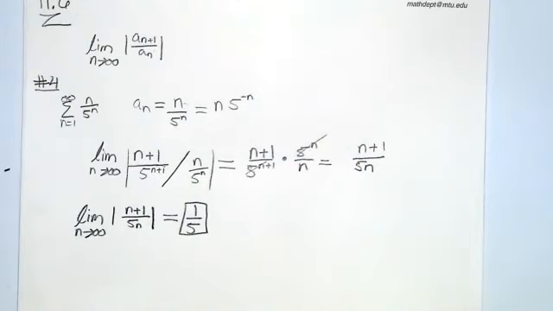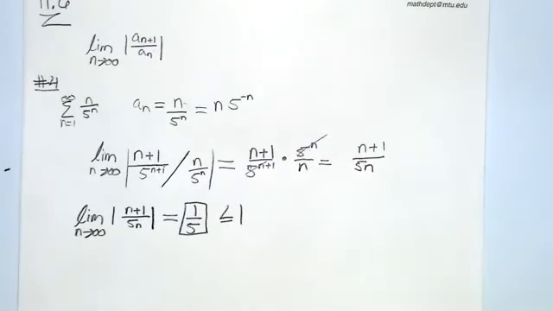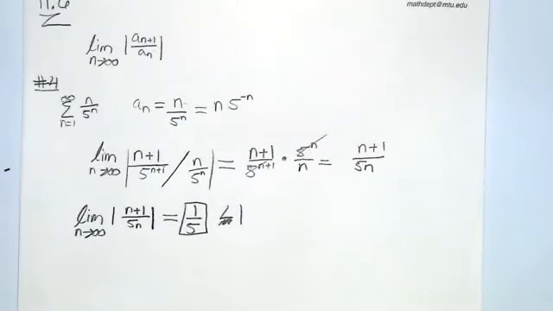Now we need to see whether this series is going to be convergent or divergent. So if the series is convergent, this limit has to be less than, not even equal to, just less than 1. In this case, 1/5 is less than 1. Therefore, the series is convergent. So that's kind of a little warm up for the next question I have.